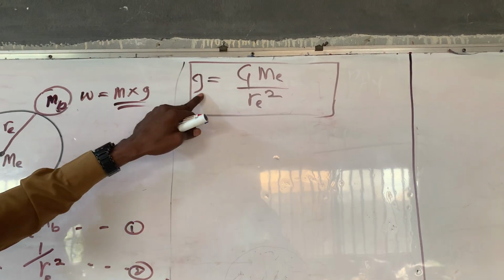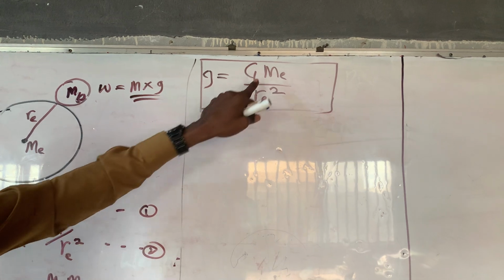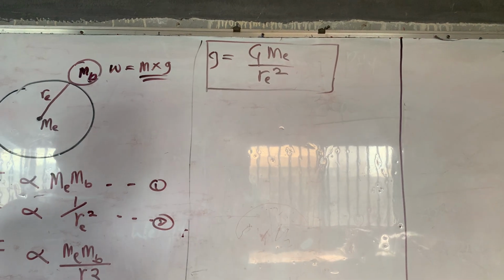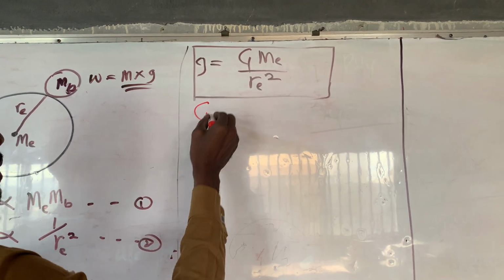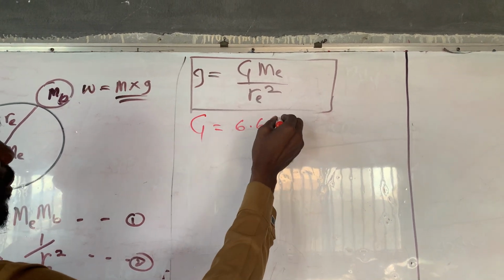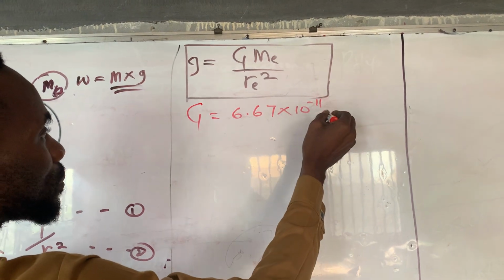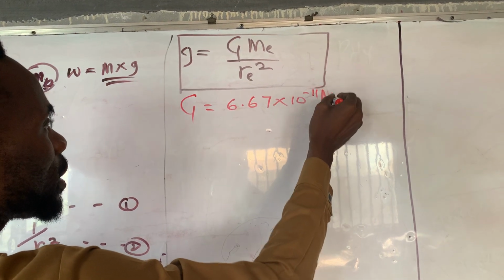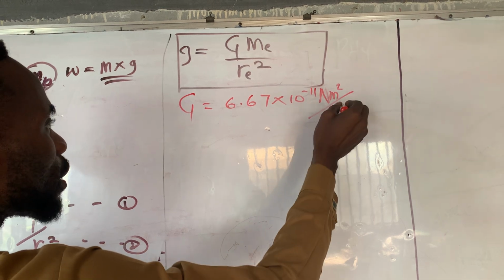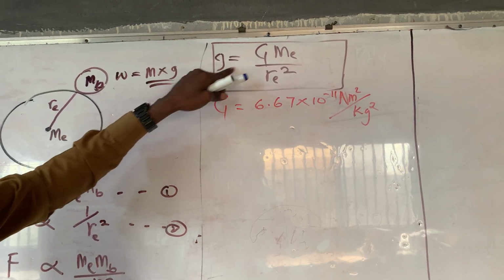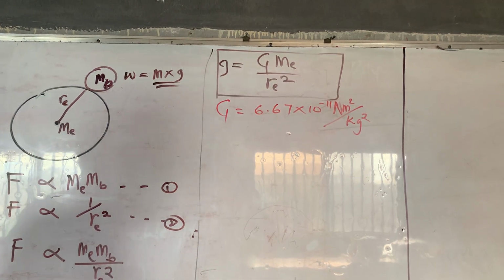Now this expression gives us the relationship between g, which is acceleration due to gravity, and the universal gravitational constant G. Remember, the universal gravitational constant G has a value of 6.67 times 10 raised to the power of minus 11, and the unit is Newton meter squared per kilogram squared. Now, this is the relationship between g and capital G.